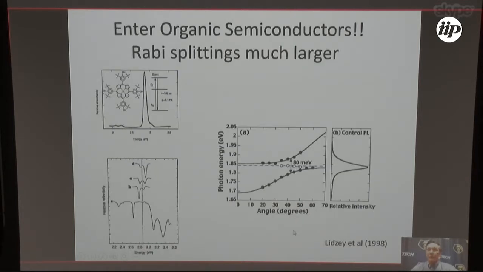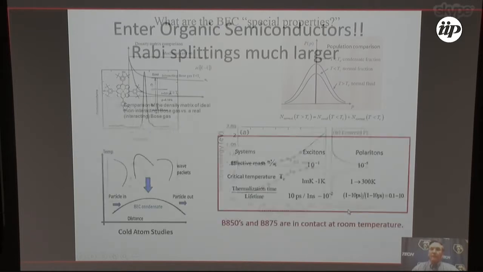Here is something Lidzey did in '98, and he picked one of my favorite molecules, something very similar to what we're looking at, and it has a Soret band and other bands. This is the strength of it. And when you get to resonance, because you have a peak and a peak, and then it splits, you know exactly where the resonance is. This is an 80 millivolt Rabi splitting, which was fairly significant at the time.